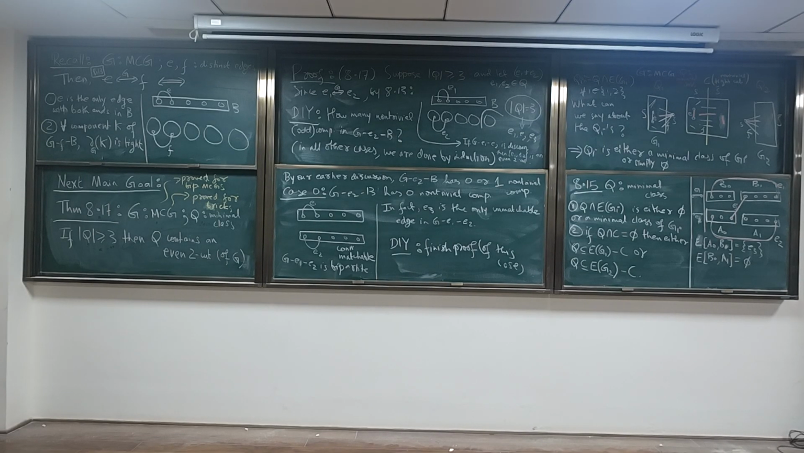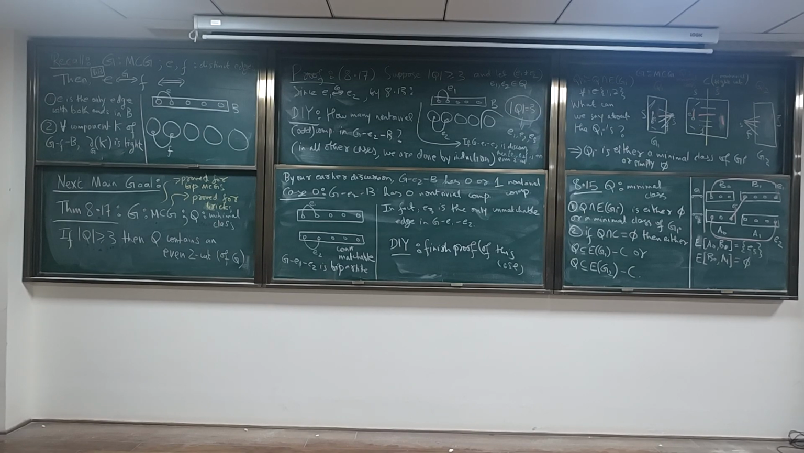Therefore, Q contains an even 2-cut. Also, it is an even 2-cut. One of the edges is E3. In some sense, we got unlucky when we chose E1 and E2. We should have chosen E3. Right? E3 is there in the even 2-cut. So that's basically what this is showing, that we just got unlucky in our choice of E1 and E2.